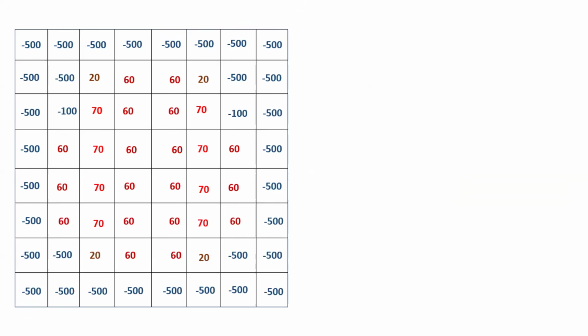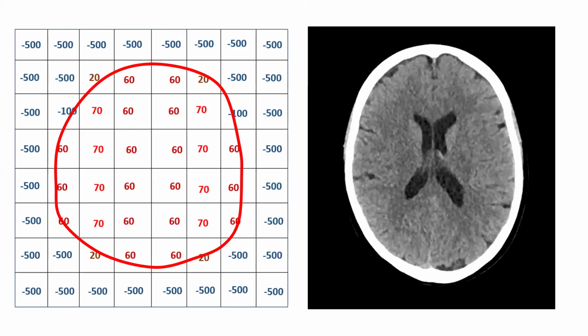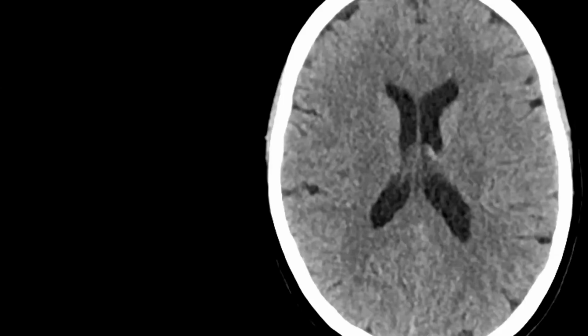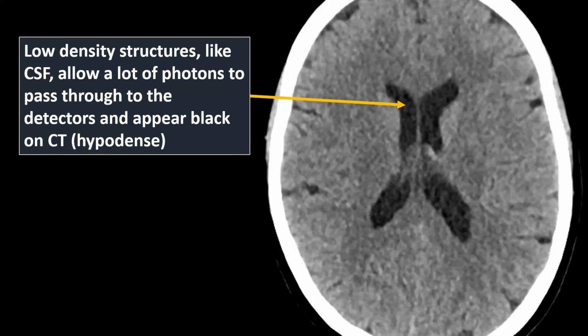So this is the matrix containing all the values. We can already see or recognize the shape of a head in those, and that is what the CT image would look like. Now, very, very basic. Now we're going to analyze the CT image, but the basics of the CT image.